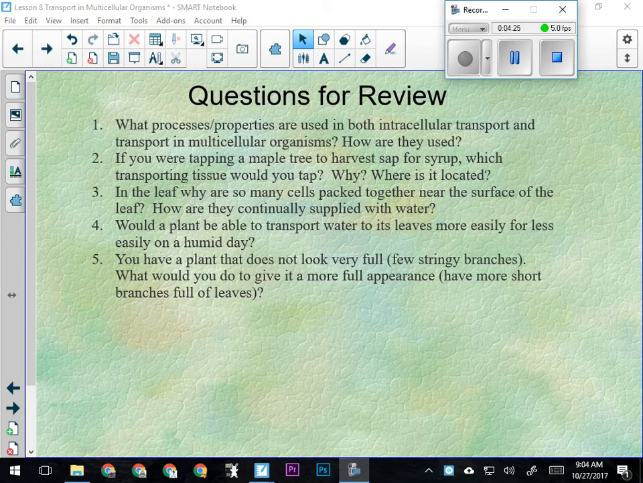What process or processes are used in both intracellular transport and transport in multicellular organisms? Diffusion's one. Osmosis, it's huge, right? We saw it being used in a whole bunch of different situations. And what else?